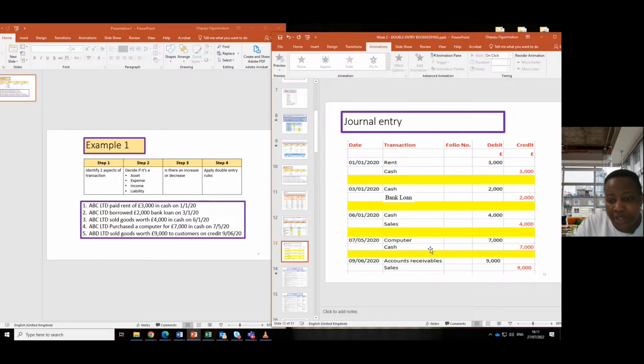Fourth transaction, purchase of a computer using cash. So cash was used to buy the computer, so the cash amount has reduced. We said that should be credited, while our computer, which is an asset, has increased, so that should be debited. So we can see those entries recorded in the journal entry. And then of course the final one, which is we sold goods on credit to our customer. The customer whom we sold goods to is now our debtor. And that's accounts receivable, which is an asset to us. Increase in assets is debited. Increase in sales, 9,000, is also credited. So this is our journal entry.